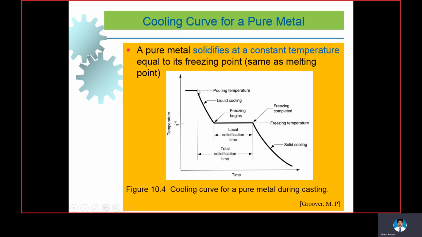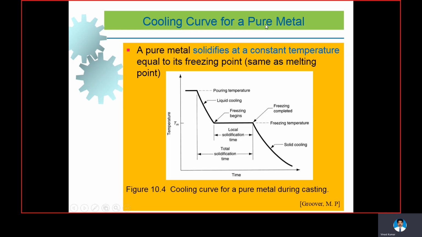So what happens here? When we pour molten metal, the liquid constantly cools, and at a point freezing starts, and then freezing continues at the same temperature. Then at a point the liquid gets completely converted into solid. Then again the solid has to be cooled. It cools, and after some time it reaches the ambient temperature. So the total solidification time means the time at which liquid metal is poured, and the time at which it becomes 100% solid. That is called total solidification time.